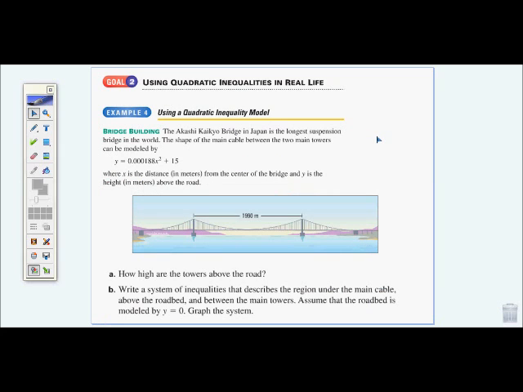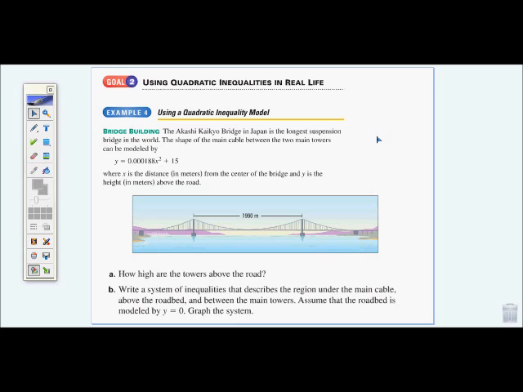The second goal of this lesson is using the inequality in real life. So we have a bridge building in Japan. It's the longest suspension bridge in the world. The shape of the main cable between the two main towers can be modeled by the formula given, where x is the distance in meters from the center of the bridge and y is the height in meters above the road.